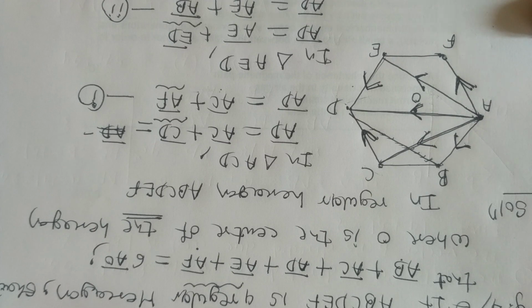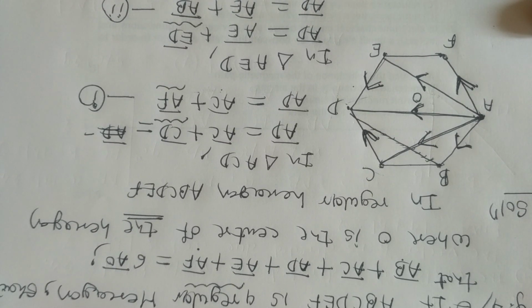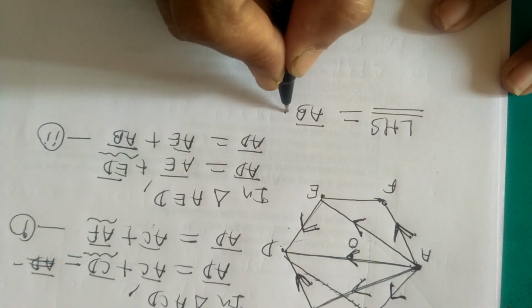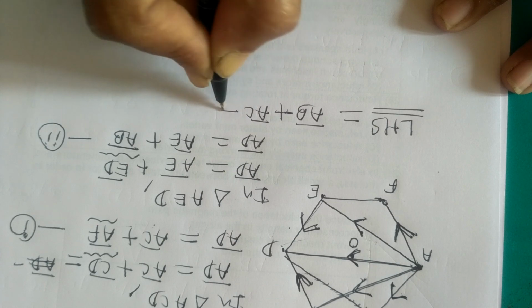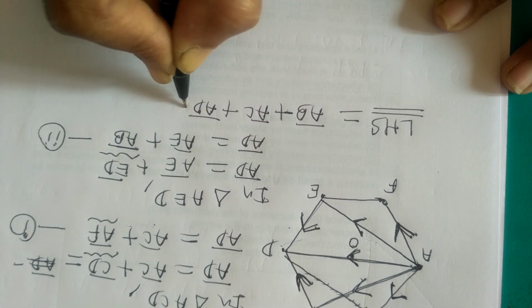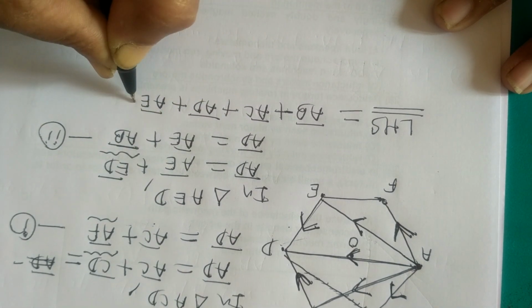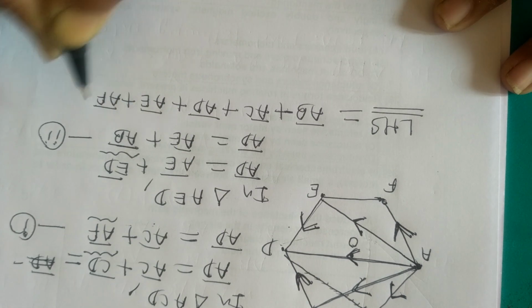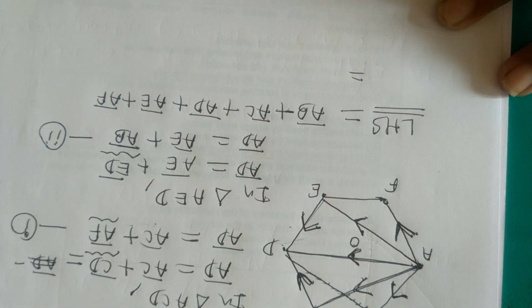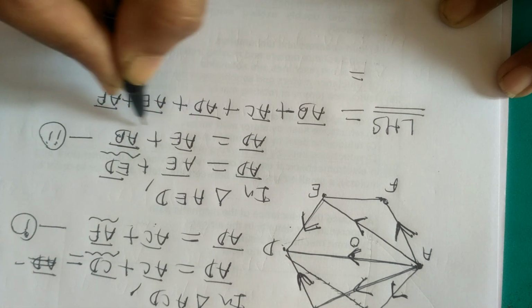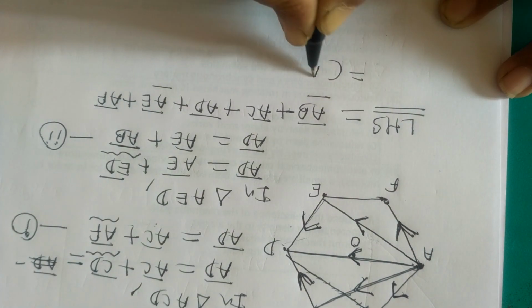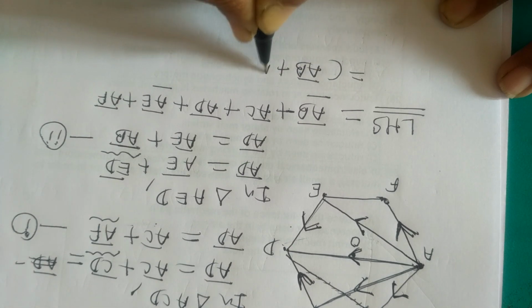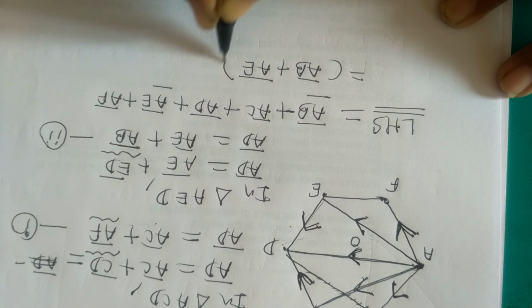Now we consider the LHS for this. LHS is equal to AB bar plus AC bar plus AD bar plus AE bar plus AF bar. Now from this we choose pairs. Now this AB bar plus AE bar, so we take these vectors in one bracket, AB bar plus AE bar, as vector addition is commutative.